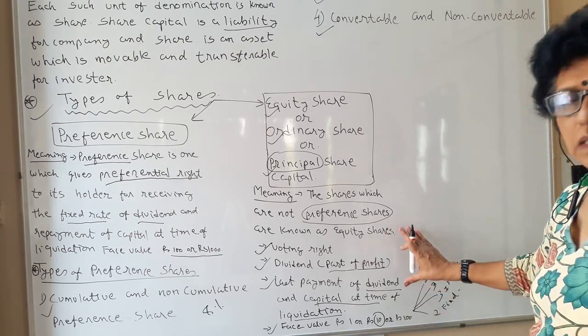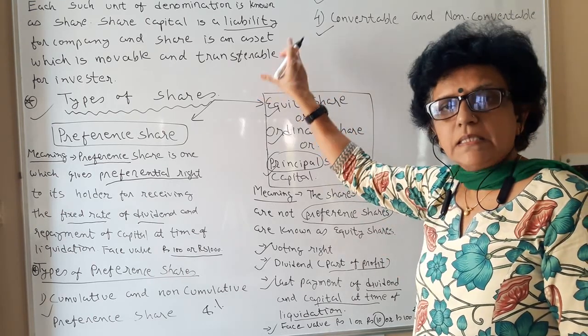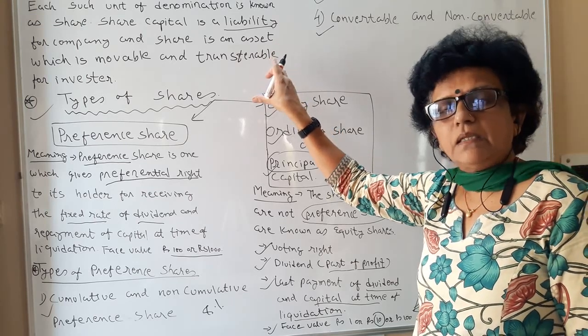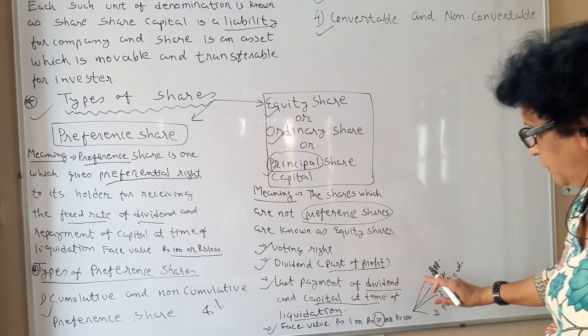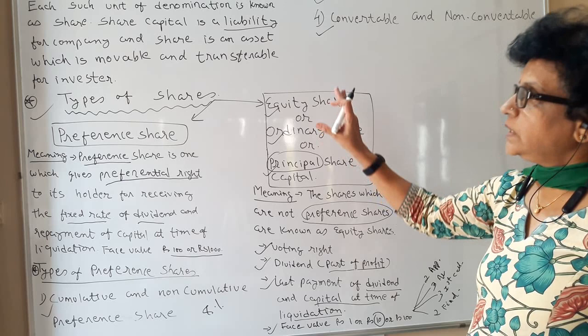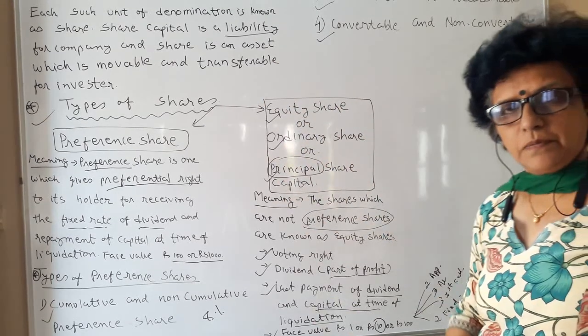The journal aspect we have to learn in this chapter is the accounting of equity share entries in the company's books of account. Step by step, we will learn how the accounting is to be done. So this is today's class about share capital, its meaning and types. Thank you.